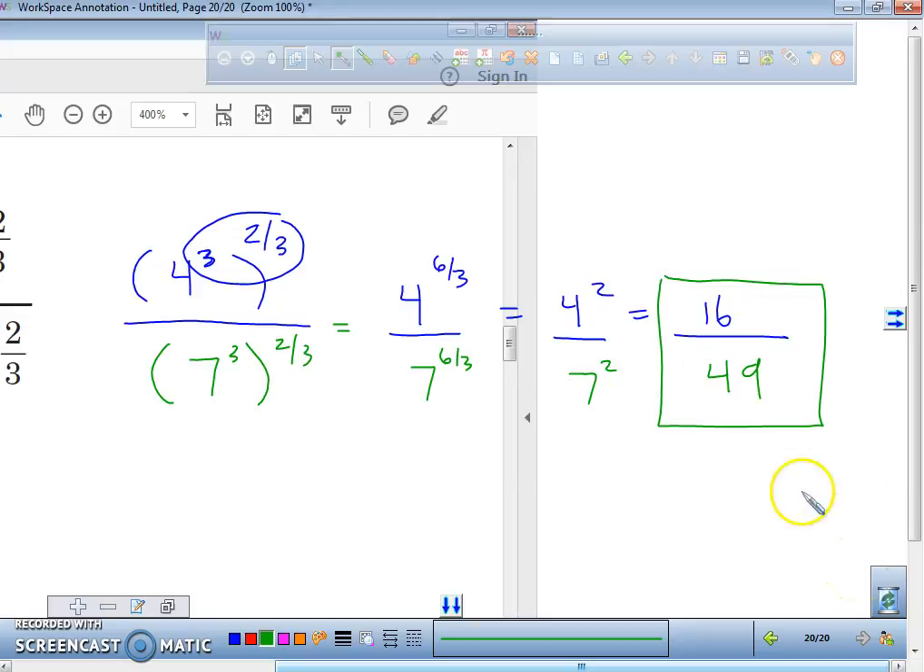They have no common factors. This is a whole bunch of 2's. This is 2 to the 4th, or 4 squared. This is a whole bunch of 7. This is 7 squared. These cannot be simplified.